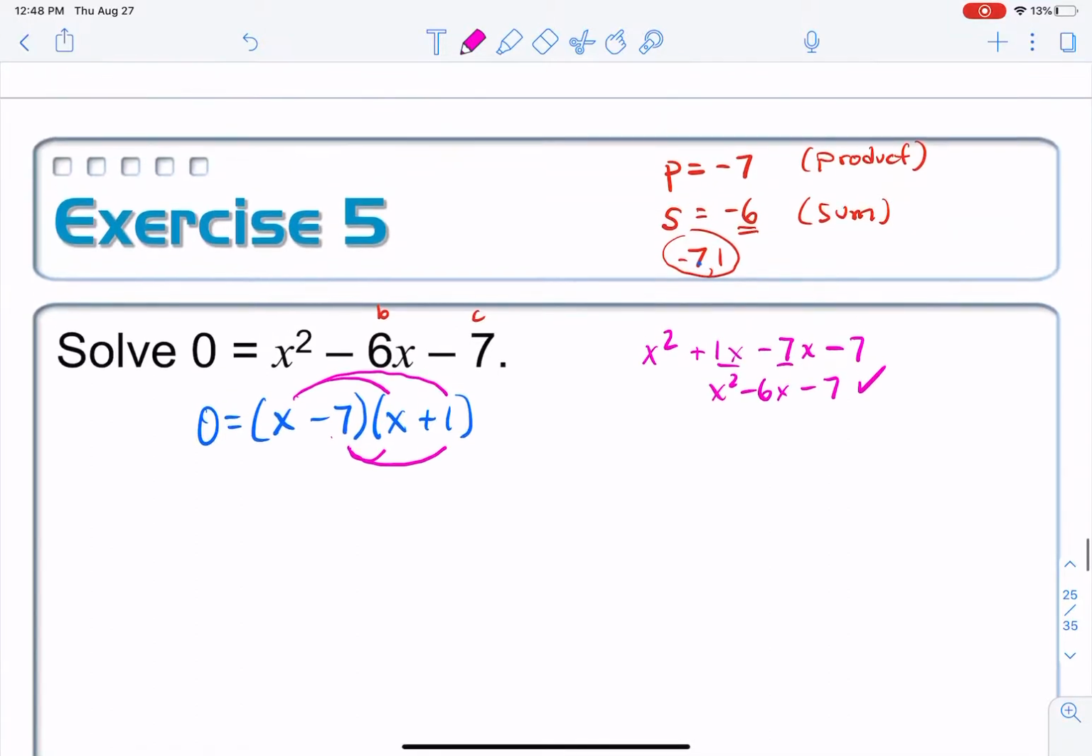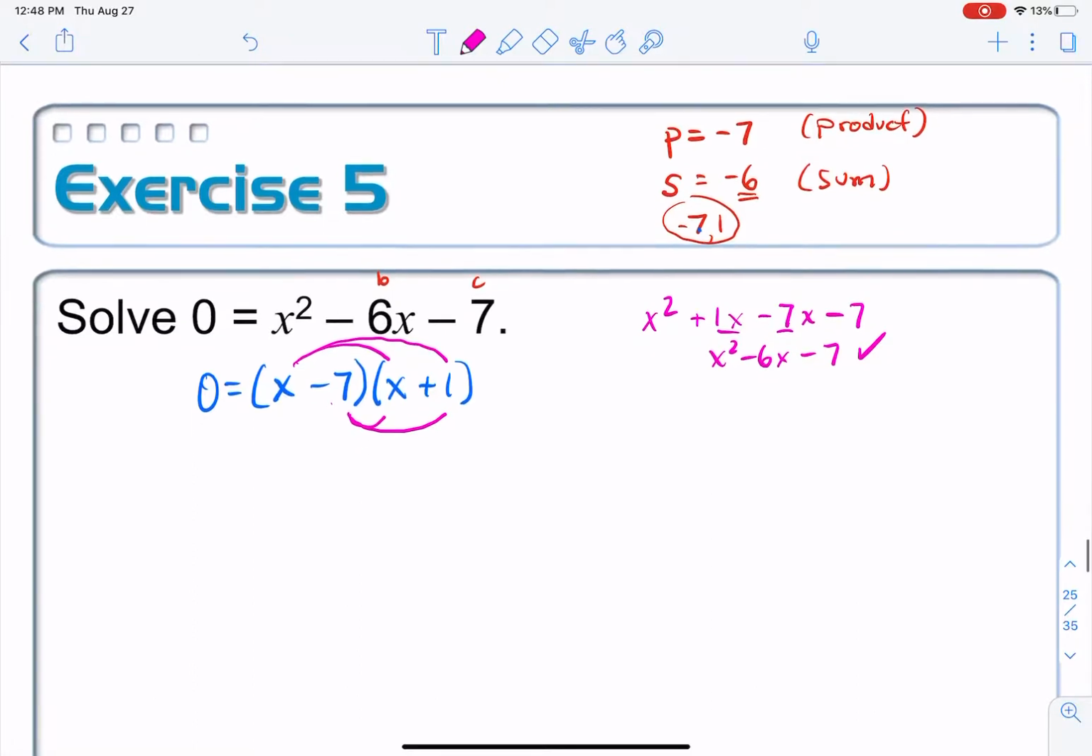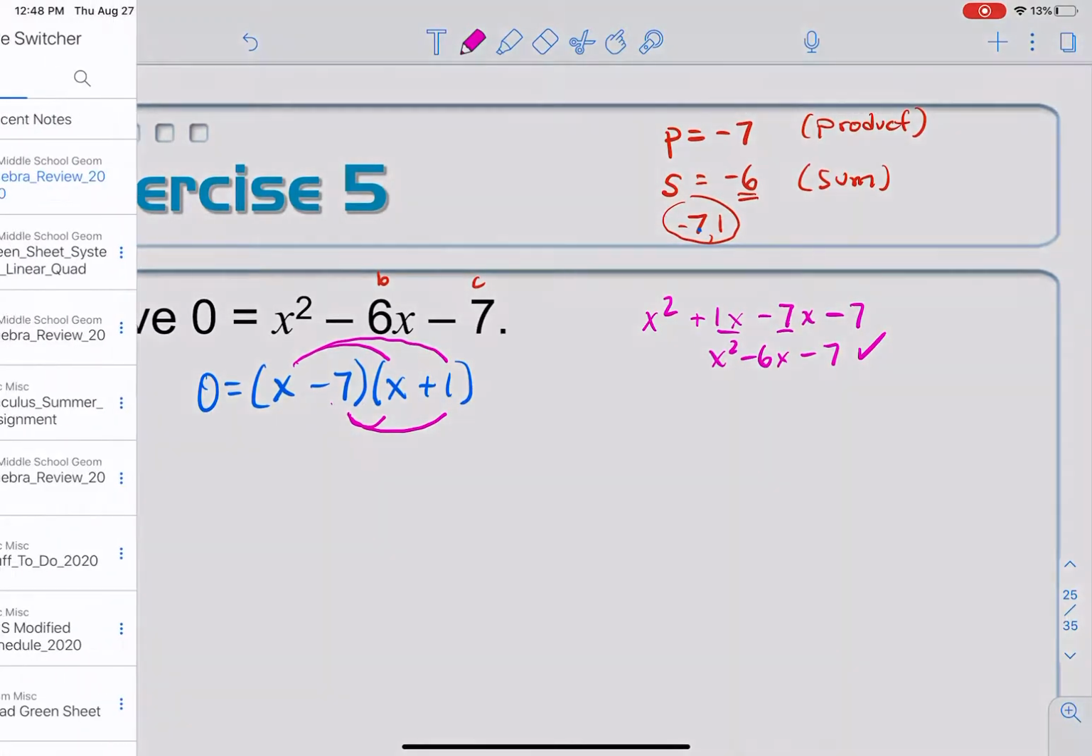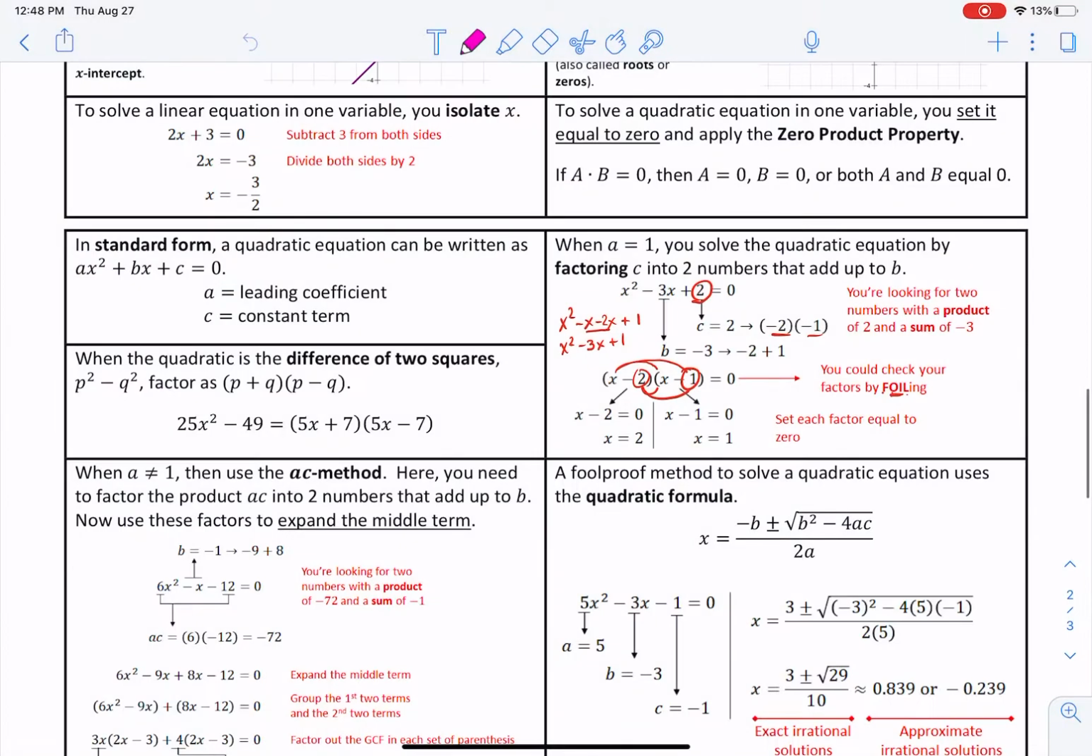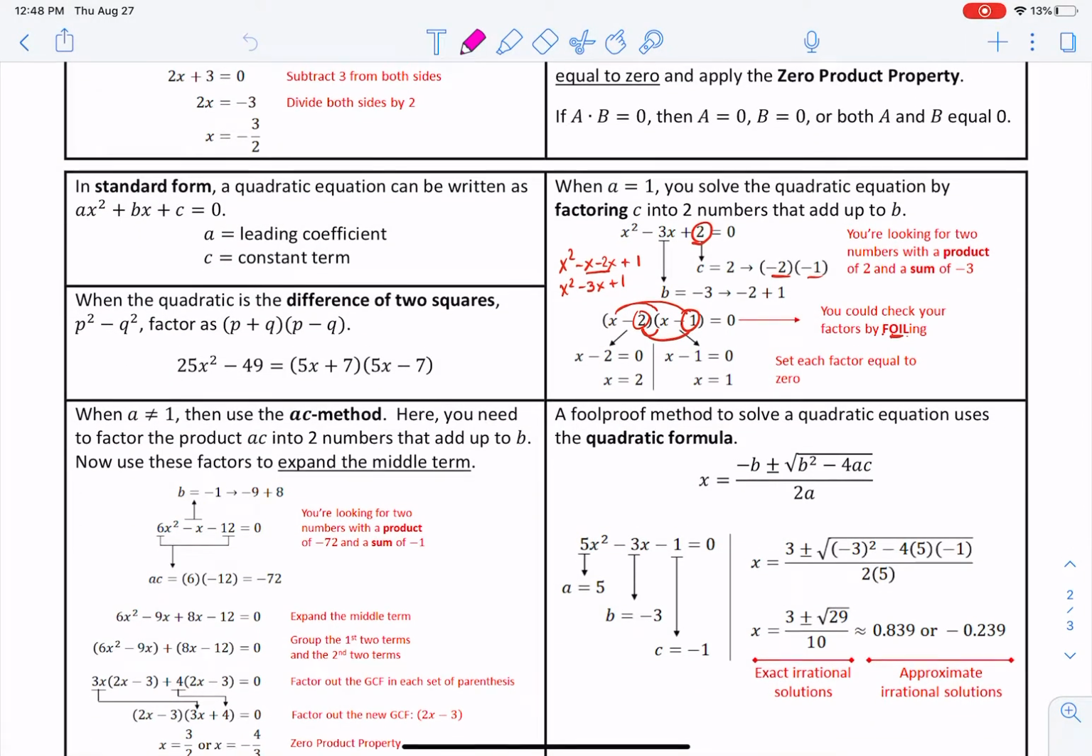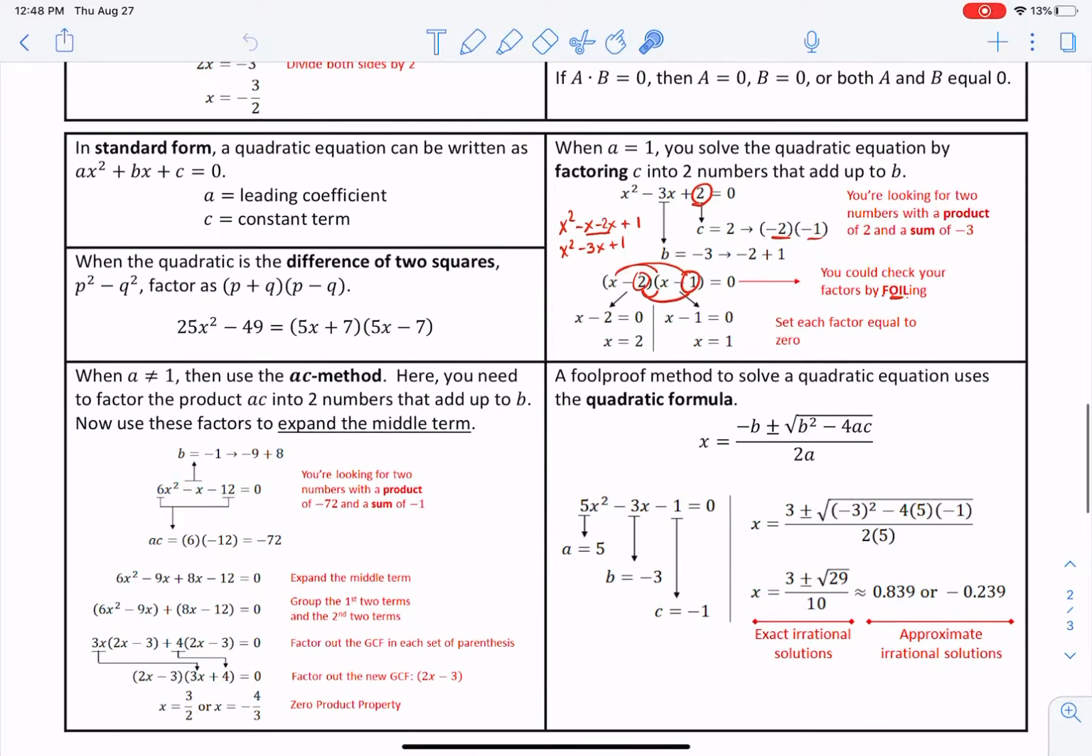Is this problem done? No, it's not actually. There was one thing that I didn't address on that green sheet. Let's go back to that green sheet and see what it says. So now we're at the point where we can apply the zero product property, where we set our factors equal to 0. So that's what's happening right here.